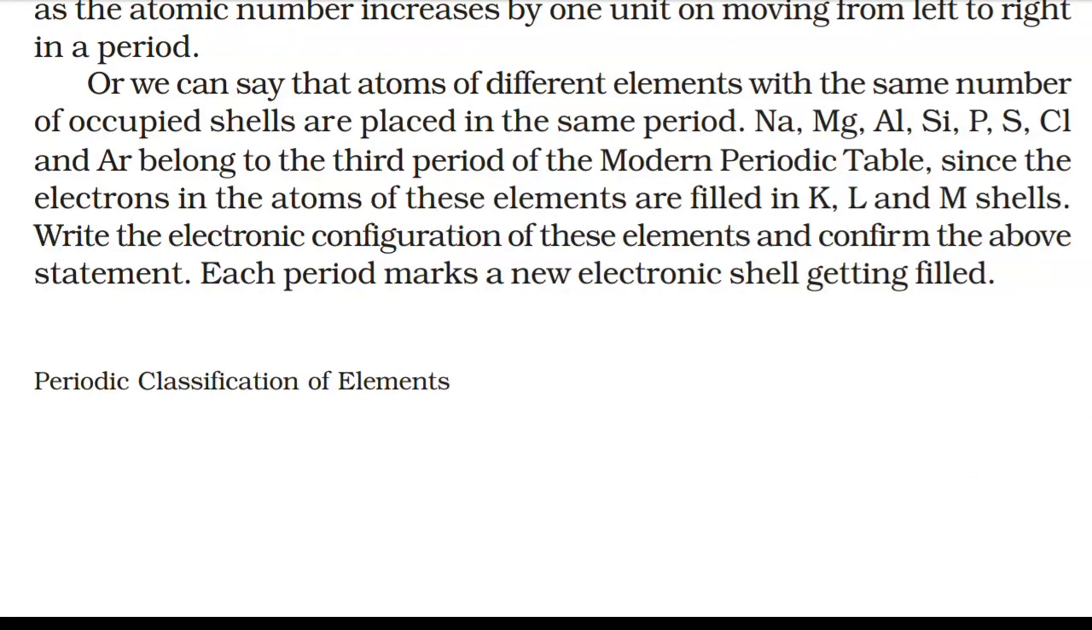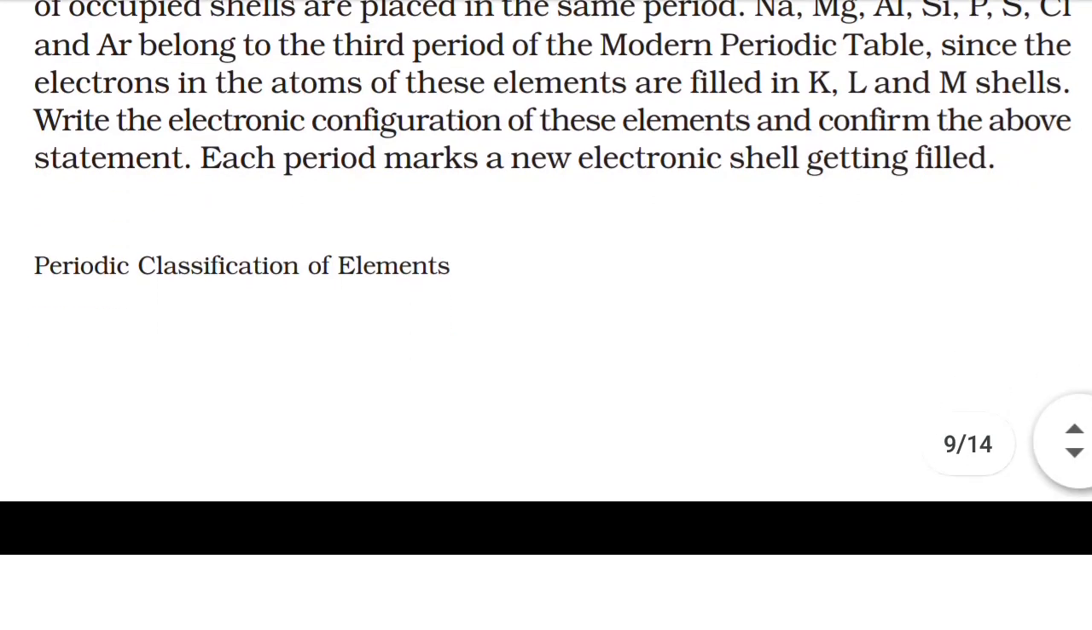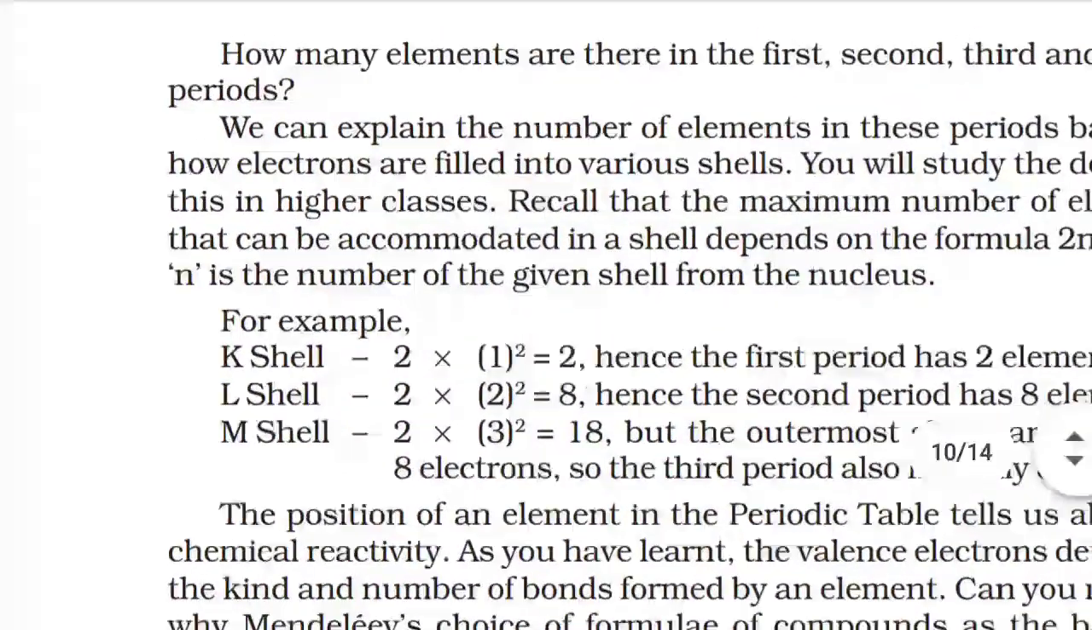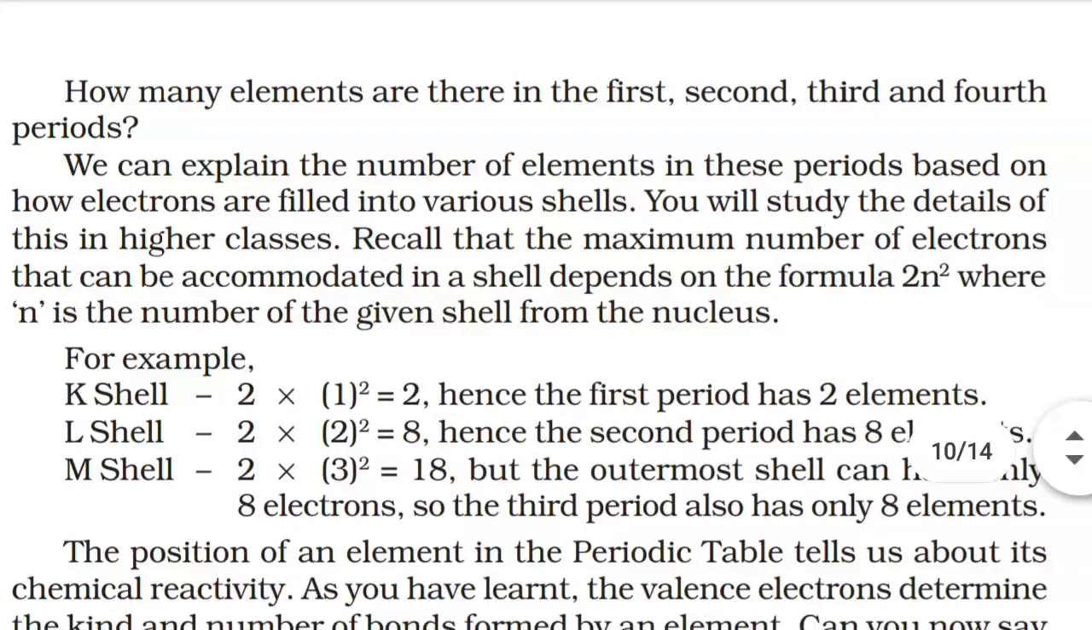Since the electrons in the atoms of these elements are filled in K, L and M shells, write the electronic configuration of these elements and confirm the above statement. Each period marks a new electronic shell getting filled. How many elements are there in the first, second, third and fourth periods? We can explain the number of elements in these periods based on how electrons are filled into various shells. You will study the details of this in higher classes.